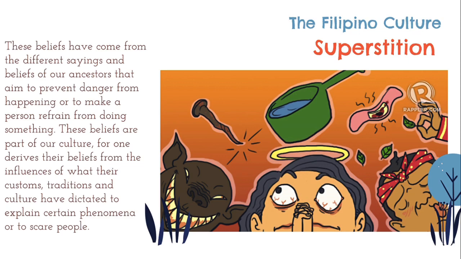Alright. And we also have this one. Siblings should not marry within the same year. Sukob daw yun. Malas daw. So kapag magkakapatid kayo, dapat iplano nyo kung kailan kayo ikakasal. Dapat walang ikakasal on the same year. Alright? So that's Filipino culture and superstition.